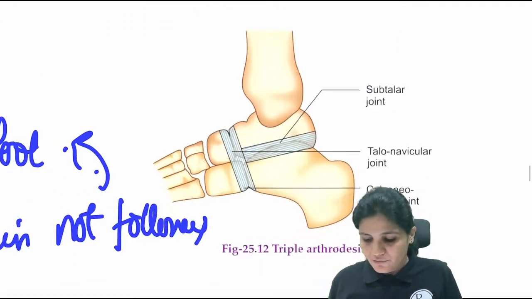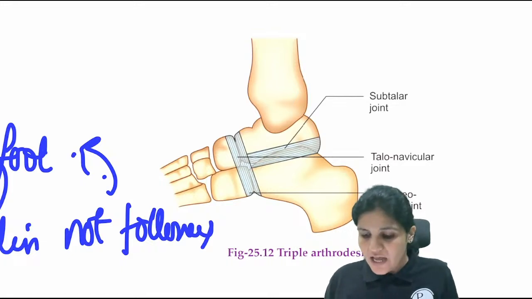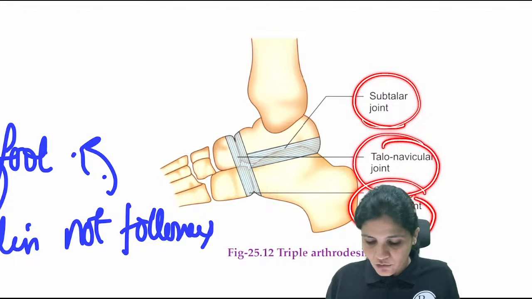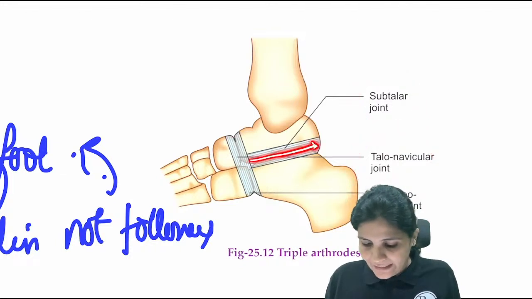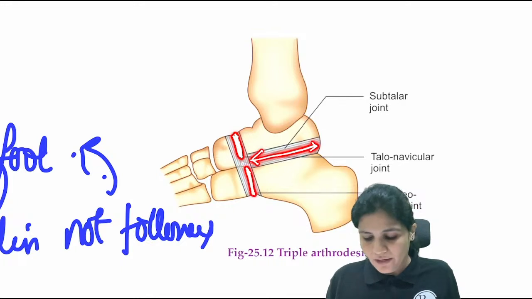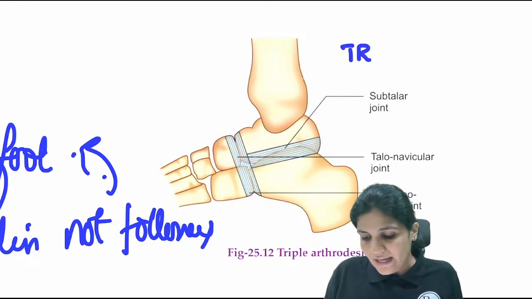And finally, if you can't do anything, you have done all the bony procedures and soft tissue procedures, what you do is fuse these three important joints: the talocalcaneal, the talonavicular, the calcaneocuboid. So these three important joints you fuse, and this is called your triple arthrodesis.